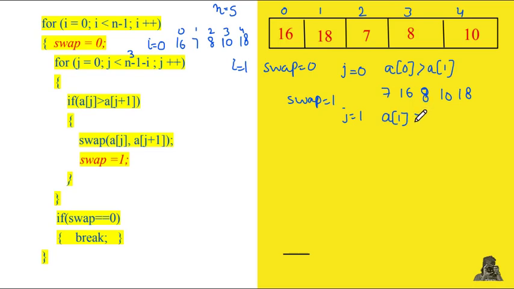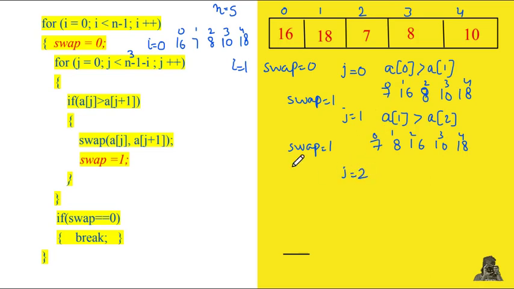So if a of 1 is greater than a of 2, these are the index values: 0, 1, 2, 3, 4. Now 16 is greater than 8, so again swapping will be done. 8 will be shifted to index 1 and 16 to index 2. So the array will look like this: 7, 8, 16, 10 and 18. These are the index values. Now swap will again be changed to 1. Now j will be incremented.